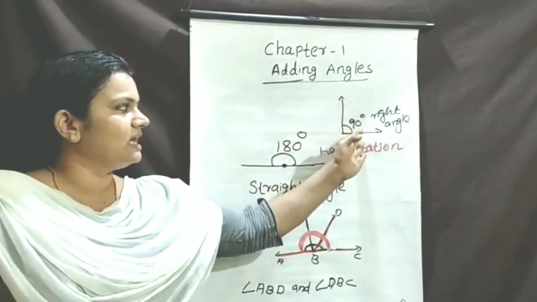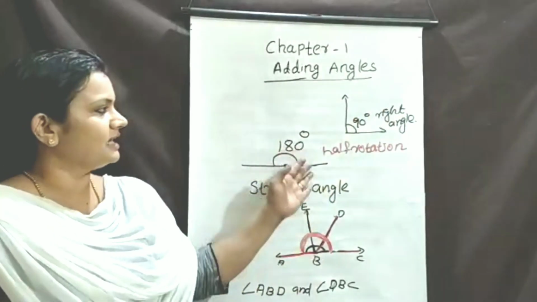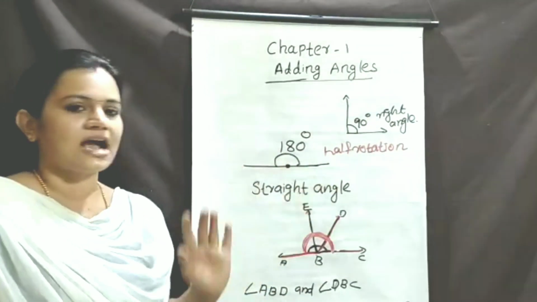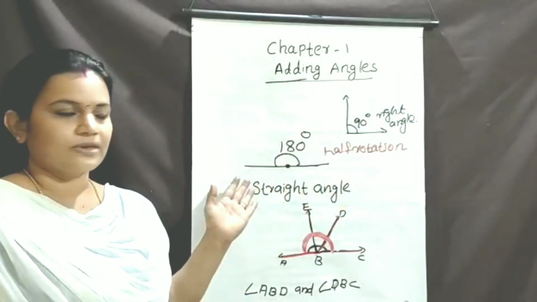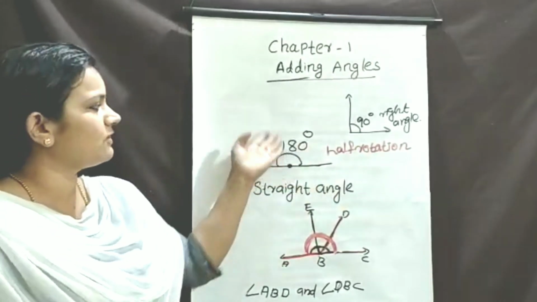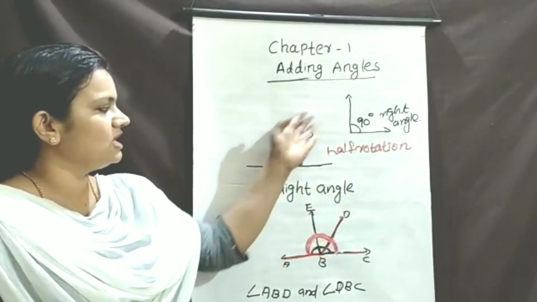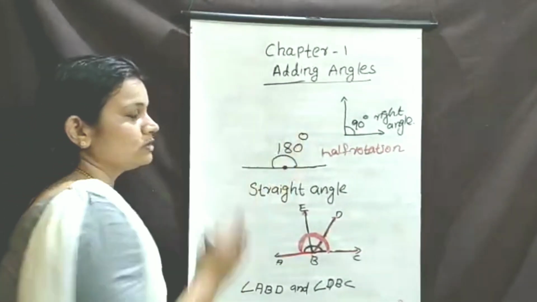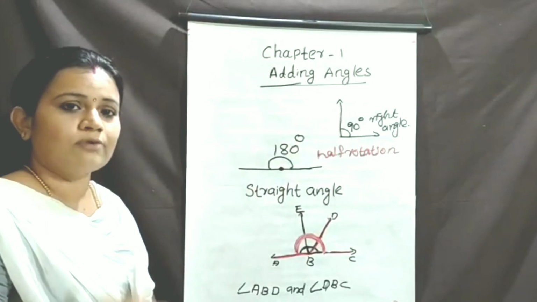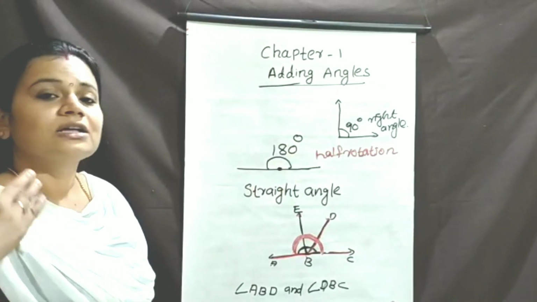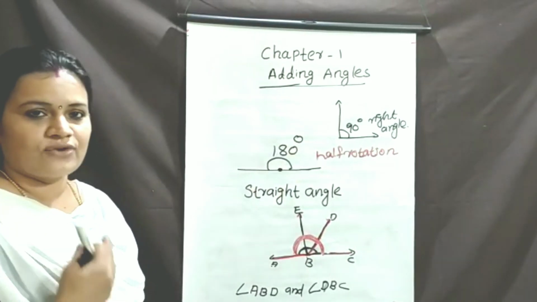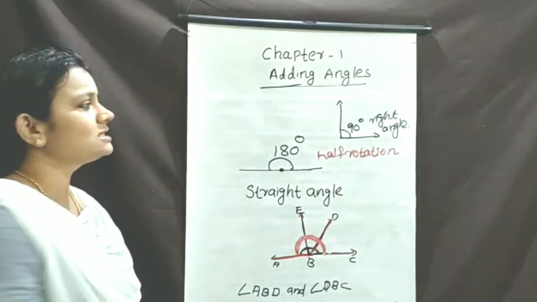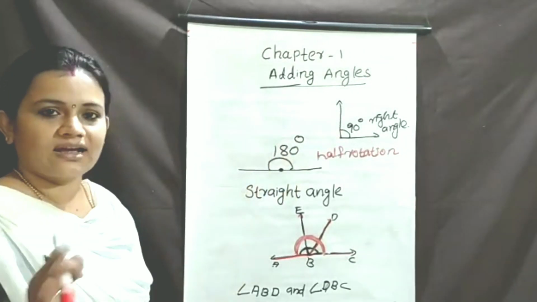First of all, a 90 degree angle is called a right angle. The 180 degree angle is a straight angle. It's a half rotation. Half rotation is 180 degrees, called a straight angle. You must always remember these two things because you want to find out the total measurement of many angles. In your textbook, many examples are given. So this is the basic of adding angles.